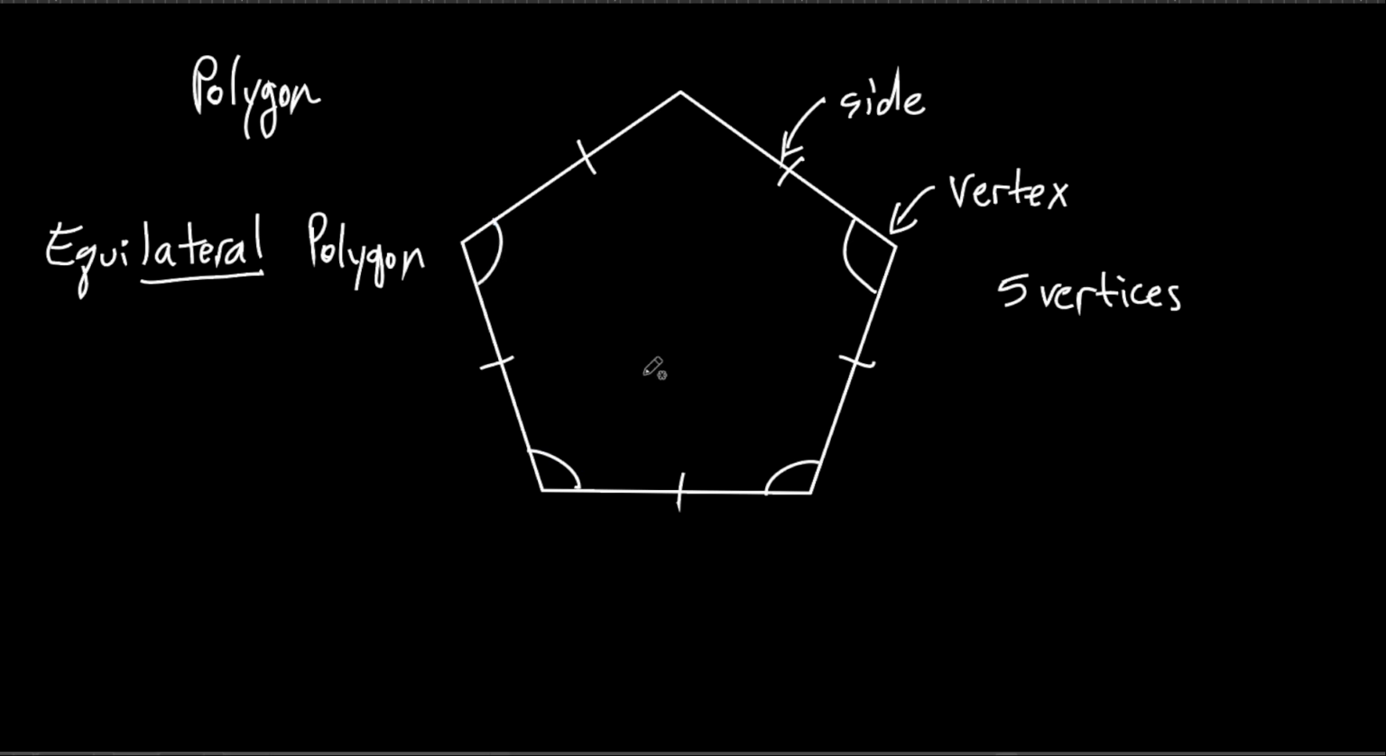Not every polygon has equal sides. Not every polygon has equal angles. This particular one that I drew with this computer program has both. It's got equal sides and it has equal angles. But let's talk about the angle part first.